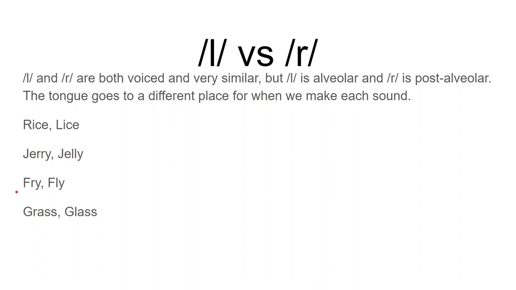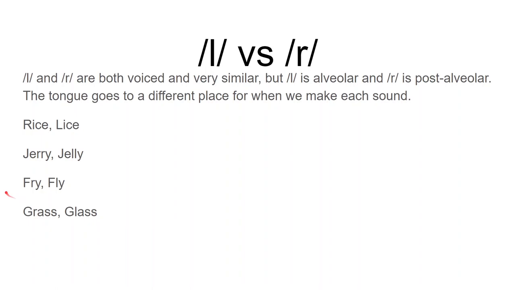Thirdly, fry. We have the F and the R sound, fry. And the animal or the verb, fly. Fry, fly, fry, fly. This can be very difficult to understand and hear because they're so short words. By themselves, it can be difficult to figure out what the person's talking about just based on the word.